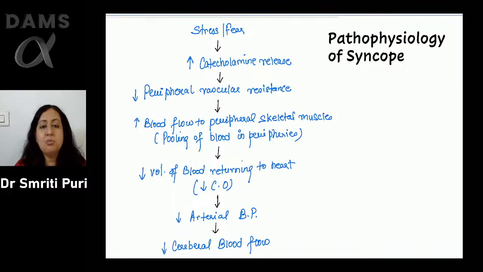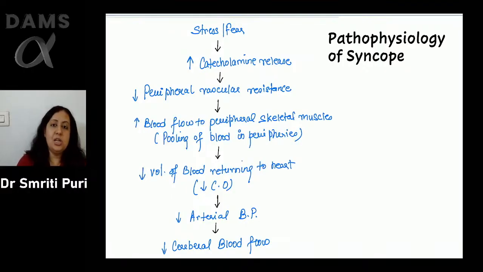Now what will happen if there is pooling of blood in the legs? There will be decreased blood volume returning to the heart. If there is decreased blood volume returning to the heart, there will be decreased cardiac output. And if there is decreased cardiac output, that means there is decreased arterial blood pressure. And decreased arterial blood pressure will in turn cause less blood flow to the cerebral tissues, which will cause hypoxia and which will cause syncope. Okay, so this is the pathophysiology.